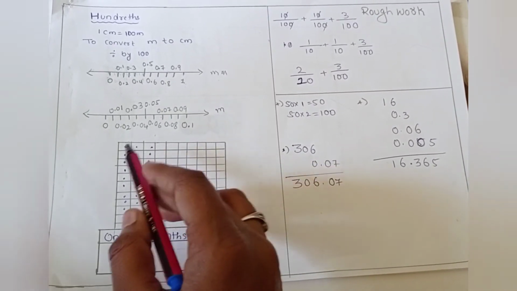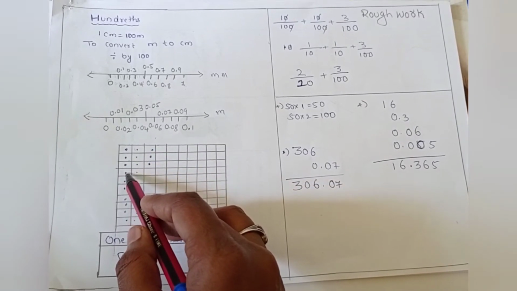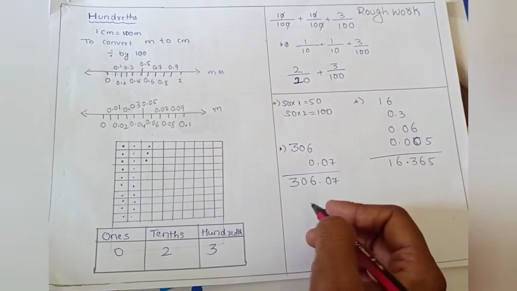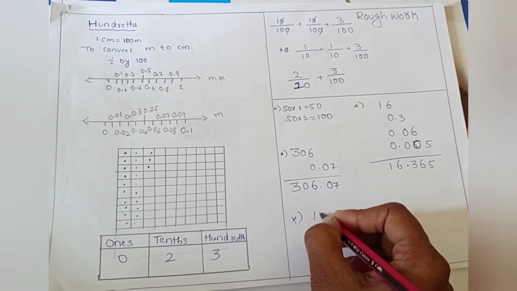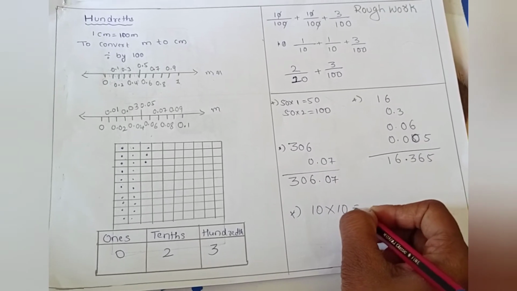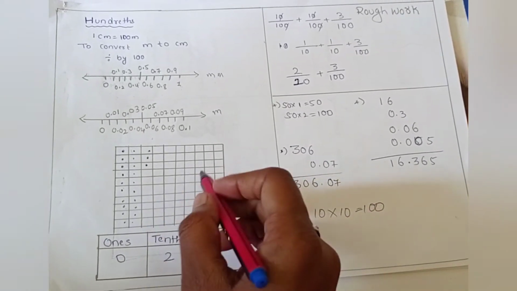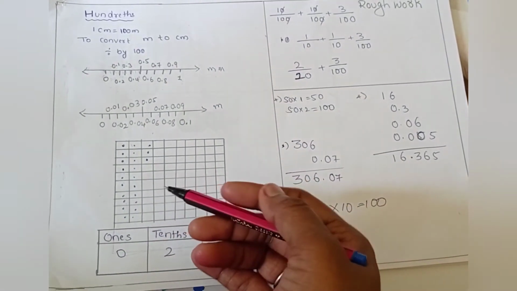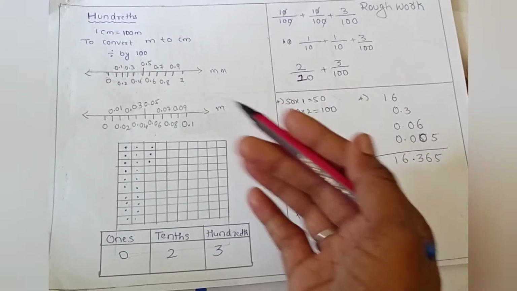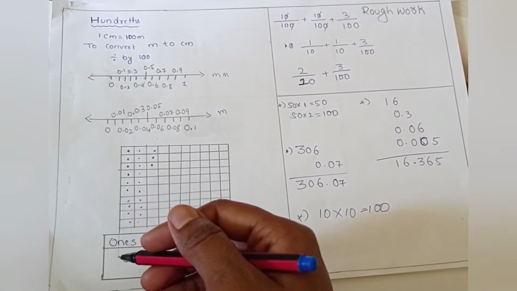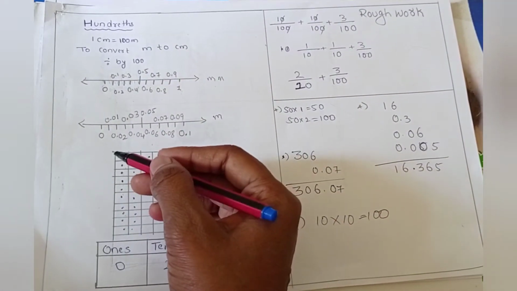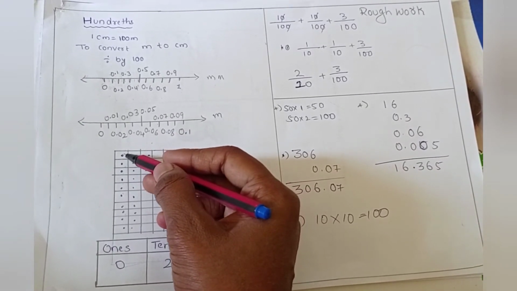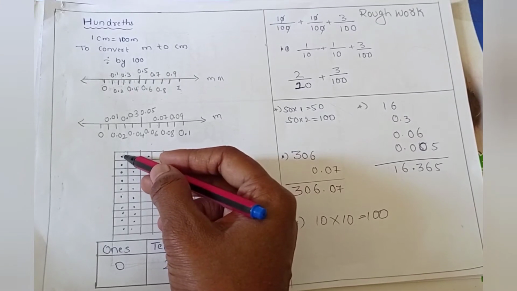So horizontal 10. 1, 2, 3, 4, 5, 6, 7, 8, 9, 10. So vertical 10. 10 into 10 is how much, children? 10 into 10 is 100. Okay. So this block contains 100 squares. Now, how to calculate ones, tens, hundreds from this? Now, I consider the first column. Here I consider how many squares in the first column have a dot.